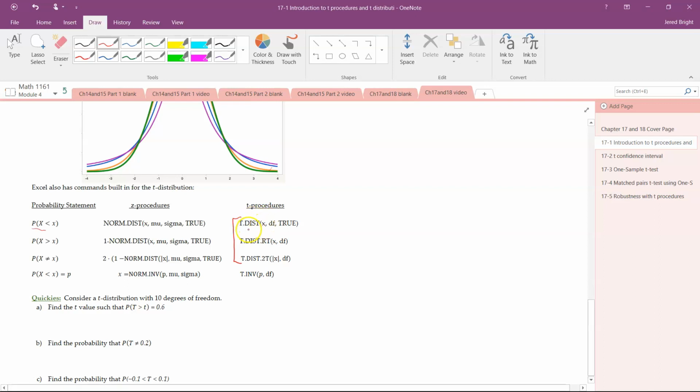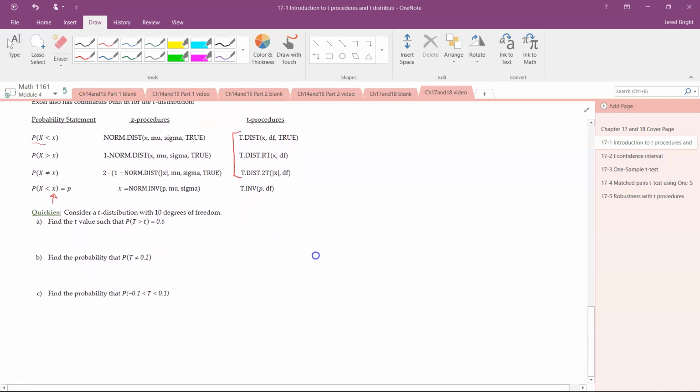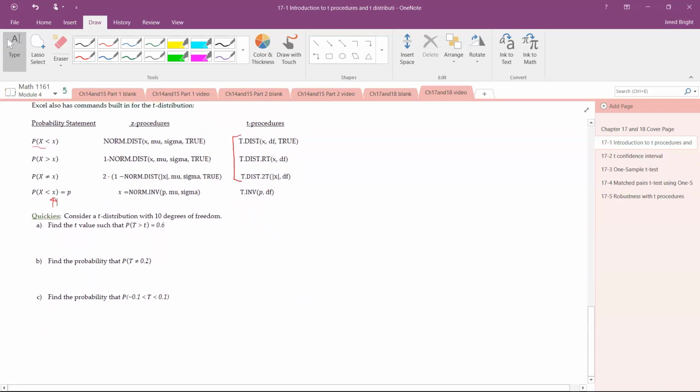If we're just going to the left, it would be t.dist. To the right, it would be t.dist.rt, and then t.dist.2t if we have a two-sided test. And then, should we need to know the x value and we are given the probability, that's where we'd have to do the norm.inv, and the t-distribution has the same functionality built in. Okay?